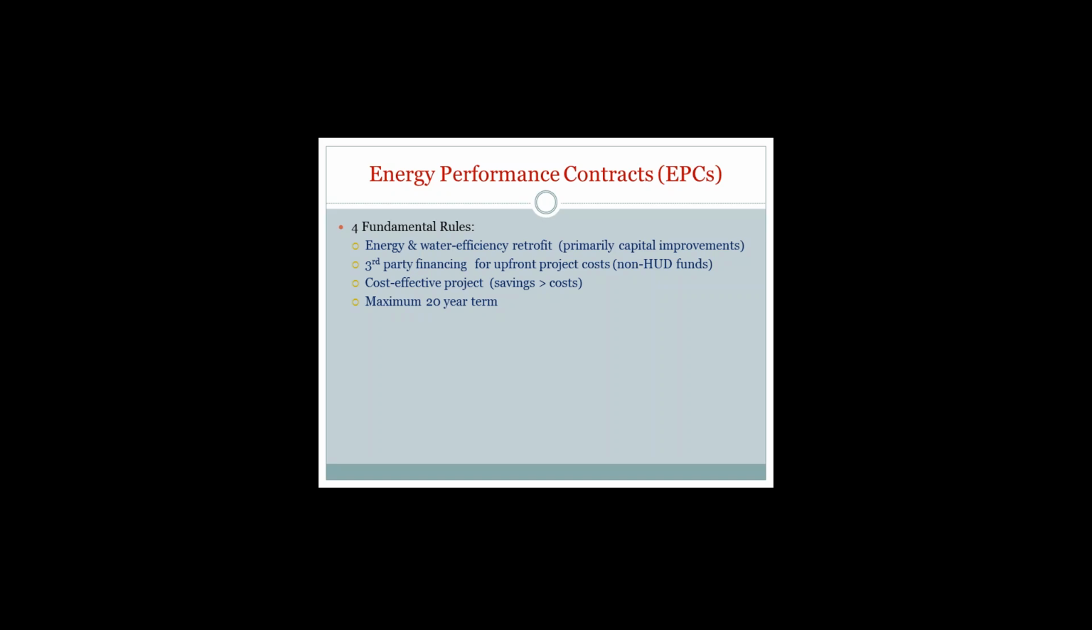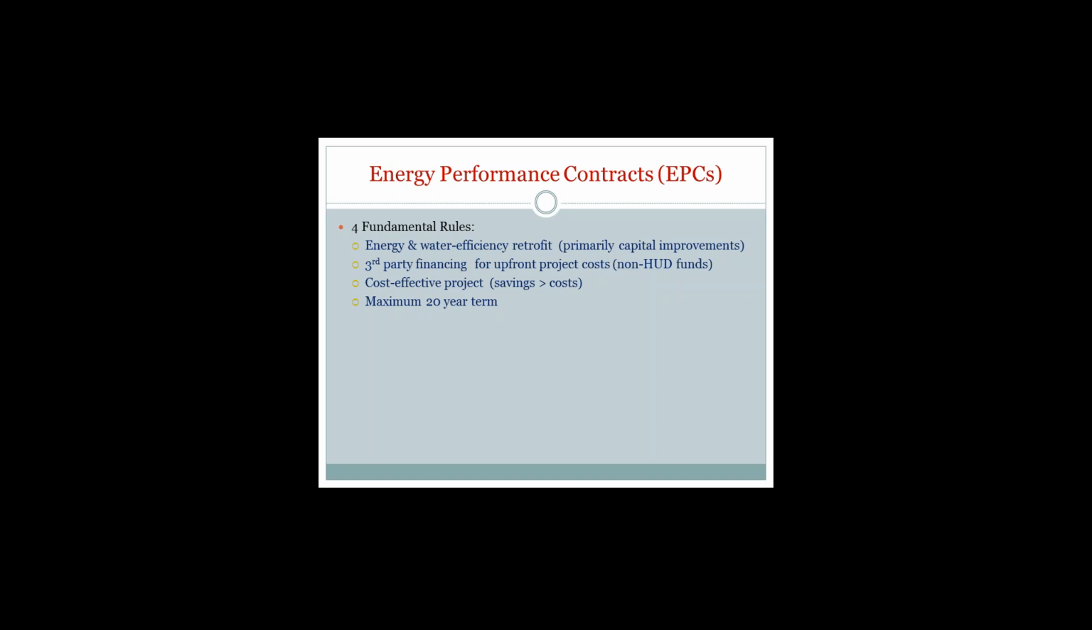There are other things you can do to affect your energy and water efficiency, like facilities, operations, and maintenance work, improving the standards by which your facility manager is operating the building, and working on behavior change in your residents. But this program really was originally designed for physical improvement. You need to use third-party financing in order to fund the upfront project costs of your retrofit.